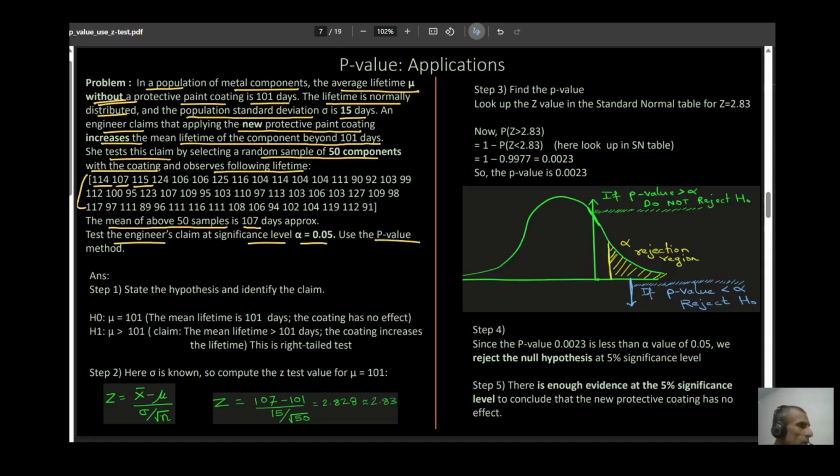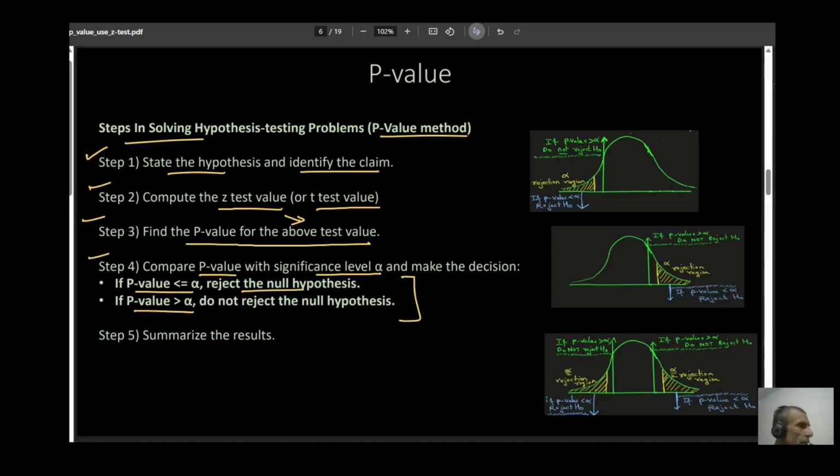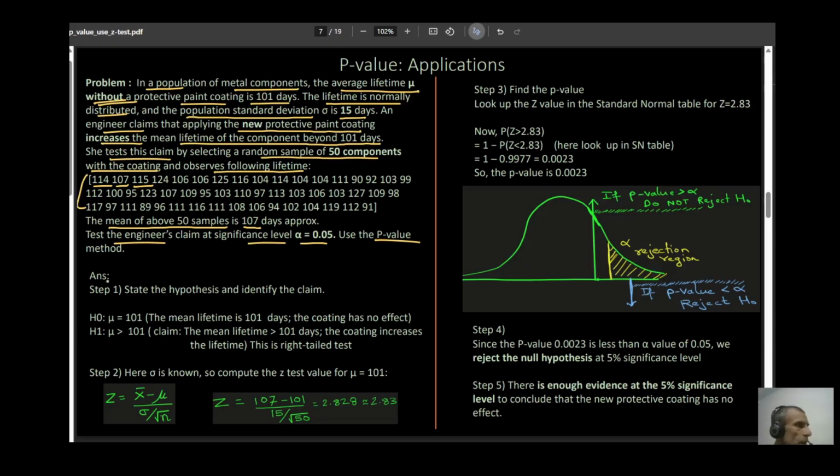We're going to follow the same steps. I just showed you these steps right here. So step 1, state your hypothesis and identify the claim. Well, my null hypothesis is nothing changed. My mean is 101. The coating has no effect. My H1, which is my alternative hypothesis, will claim that my mean lifetime actually increased. Okay, it actually went beyond 101 days. The coating increases the lifetime. This would be called a right tail test because of the presence of this greater than sign right here.